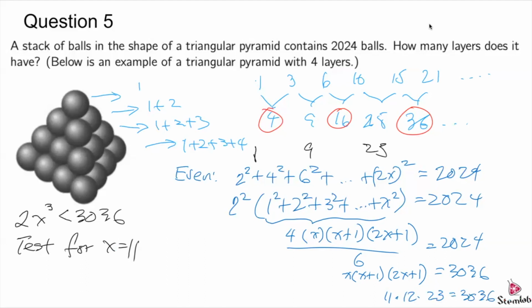But note that here, we denoted the number of layers as 2x. So n is equal to 2x equals 22. Okay. So the answer for this question is the number of layers is indeed 22. Okay, so we'll move on to the next question.